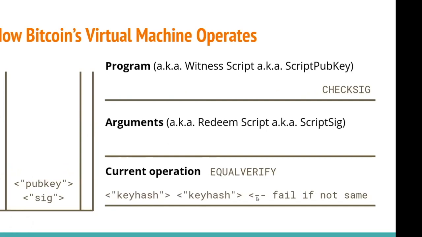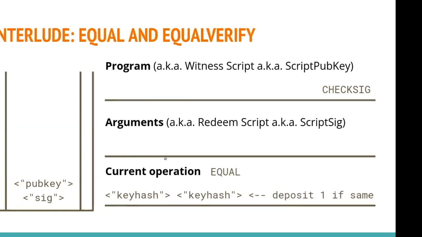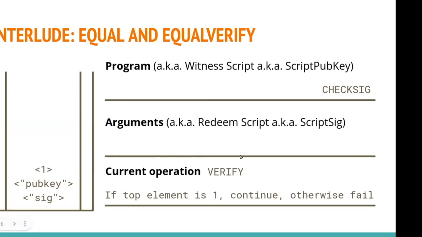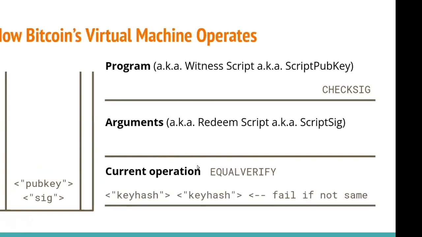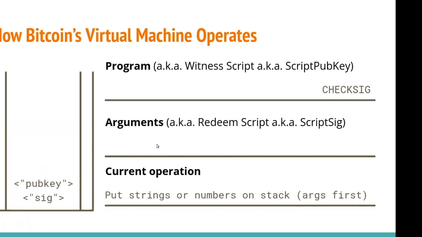Equal verify is actually a combination of two functions. Equal is one function in Bitcoin, and verify is another. If we were using them separately, equal would check if these two things are equal and then put a 1 on the stack, and then the verify function would just check if the top element is a 1. If it is, it continues, otherwise it fails. But we combine those into one function, equal verify, which just checks if two things are equal and fails if they're not. In this case, they are, so they're consumed, nothing's put on the stack, and we just continue.